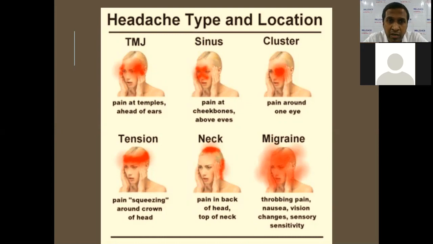The tension type headache is usually a band-like headache, which patients complain of as a band-like squeezing kind of pain over the head. Then you can have cervicogenic headache. Patients who have very bad cervical spondylosis or cervical radiculopathies have severe neck pain, which radiates to the nape of the neck as well as the occiput, and there's more of a traction. Apart from that, you also have migraine, which is very common. It's a throbbing, generalized headache. It can be unilateral or bilateral, associated with vision changes, nausea, vomiting and sensory sensitivity. So you have multiple causes and multiple patterns of involvement.